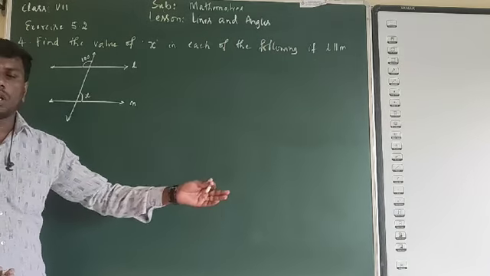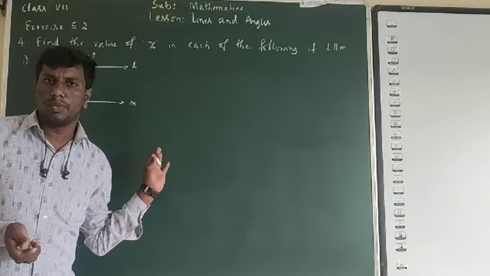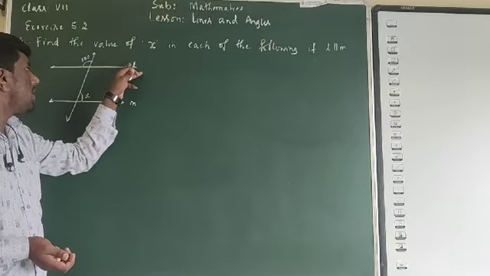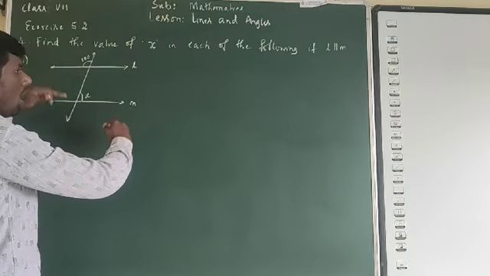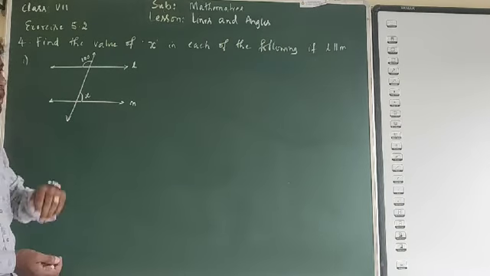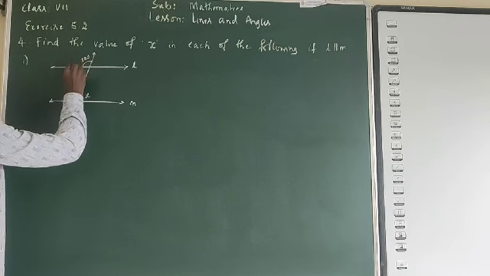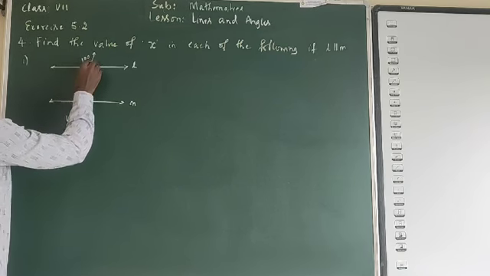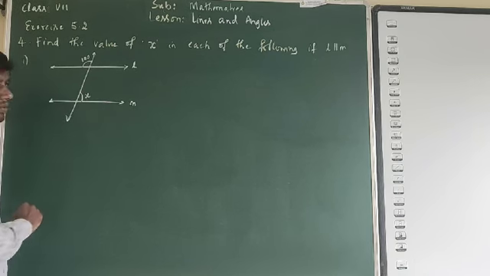Out of those 8 conditions, I can use any of them to find the missing angle, because the line L is parallel to M. If L is parallel to M, I can use all the 8 conditions and get the unknown value. Now look at this. This is 100, these lines are parallel, and this is the transversal line. They have given this 100, and we need to find x.